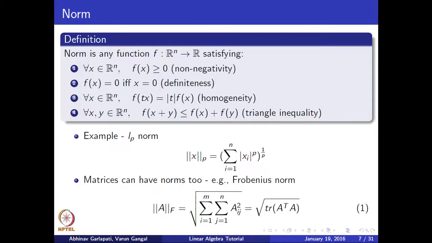There are other norms. For instance, there are norms defined for matrices as well. Here we had defined norms for vectors. So the Frobenius norm is a matrix norm. What it does is it essentially sums up the squares of all the elements and then takes the root of that. So this also happens to be equal to the trace of A transpose A. Now the trace of a matrix is simply the sum of its diagonal elements.